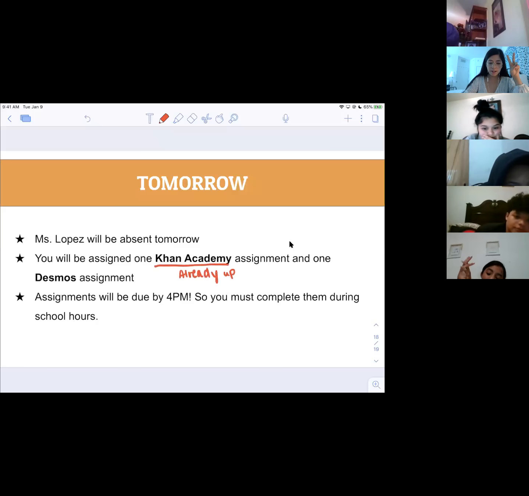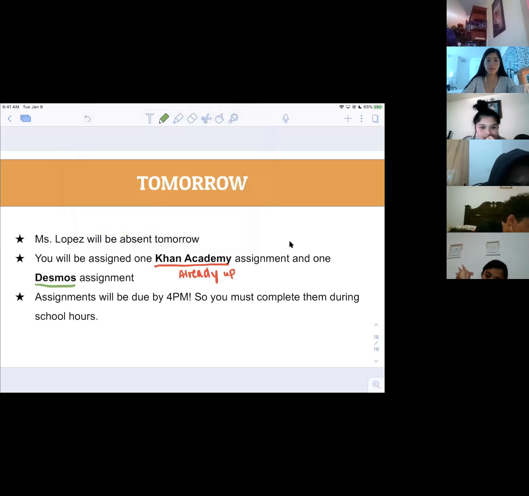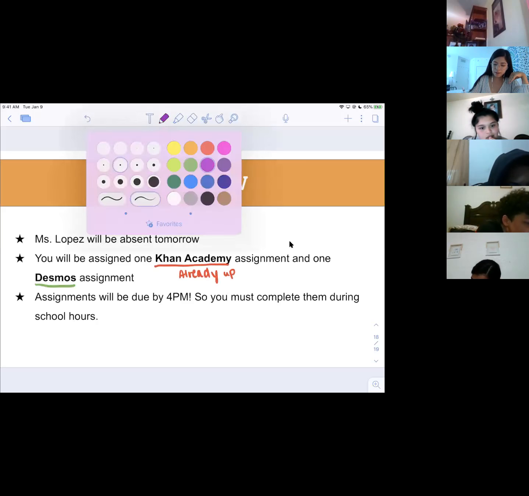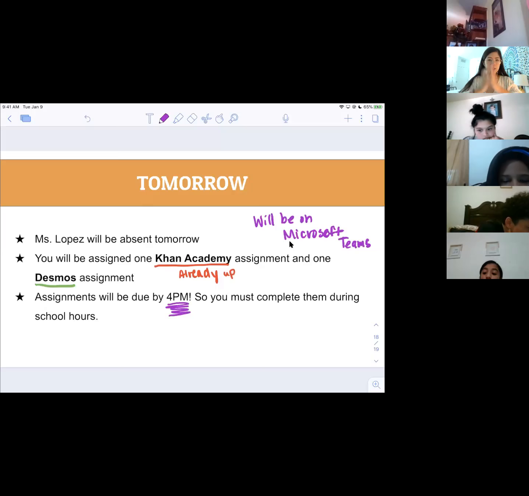The other one is on another website called Desmos. I'm going to give you a link on Microsoft Teams and you'll have to click on that link and that's how you do the assignment. So all of this will be posted on Microsoft Teams. The most important thing though is that everything is due by 4 p.m. because the idea is you're supposed to do it during class. So you're supposed to do it from 2:30 to 4. So it's going to be due at 4 p.m. and I'm not going to accept any late assignments.